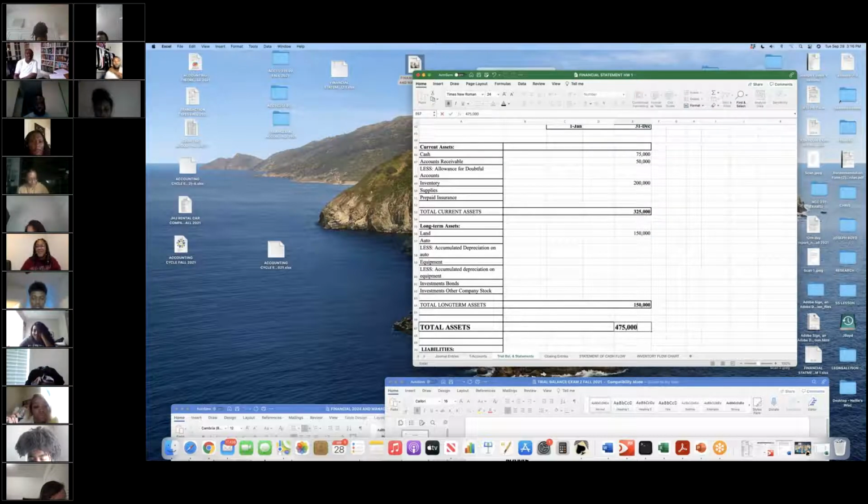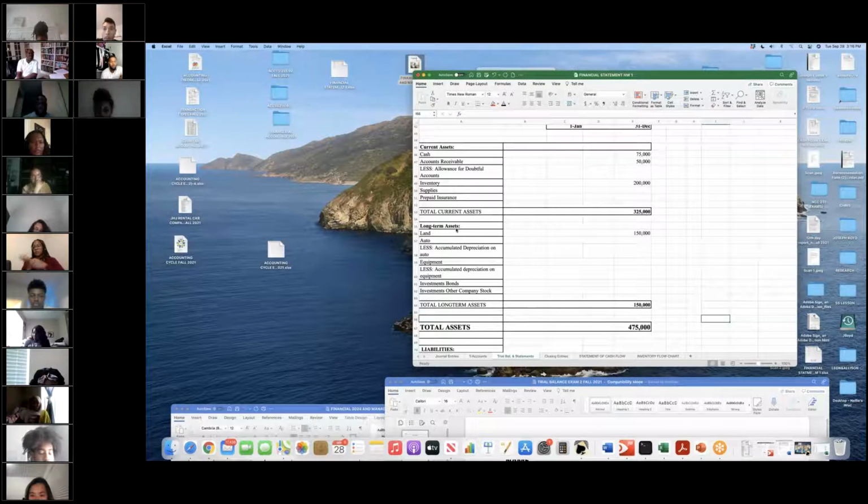Well, this is a smart class here. All we did was take the numbers at the top of that trial balance and put them over here where they go. Current assets, long-term assets. The current assets convert to cash in less than a year. These long-term assets typically are going to last longer than a year, so we separate them. You now have the asset side of the balance sheet.